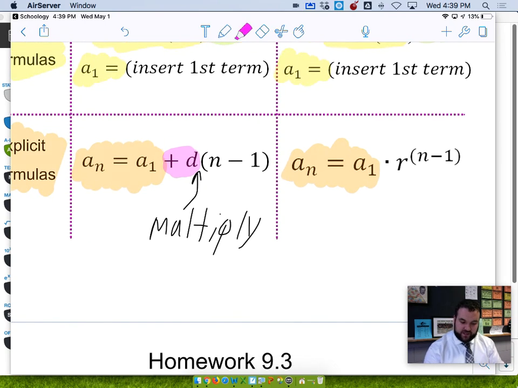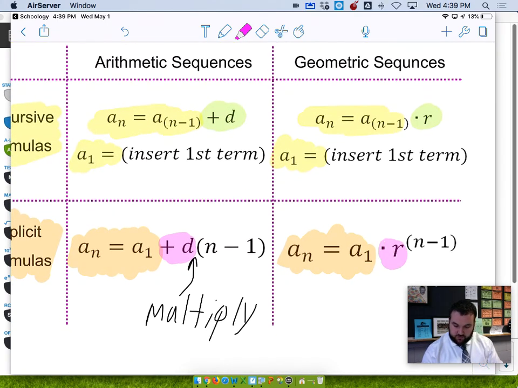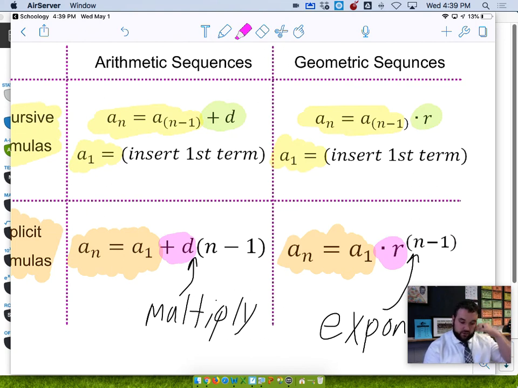Whereas in the explicit formula for the geometric, the pattern is multiplying, which is great. We have times r. But to show that you are multiplying by the same thing over and over, we have to use an exponent. That's what can throw students off: in arithmetic, it is adding, but you have to use multiplying when it comes to the explicit formula.